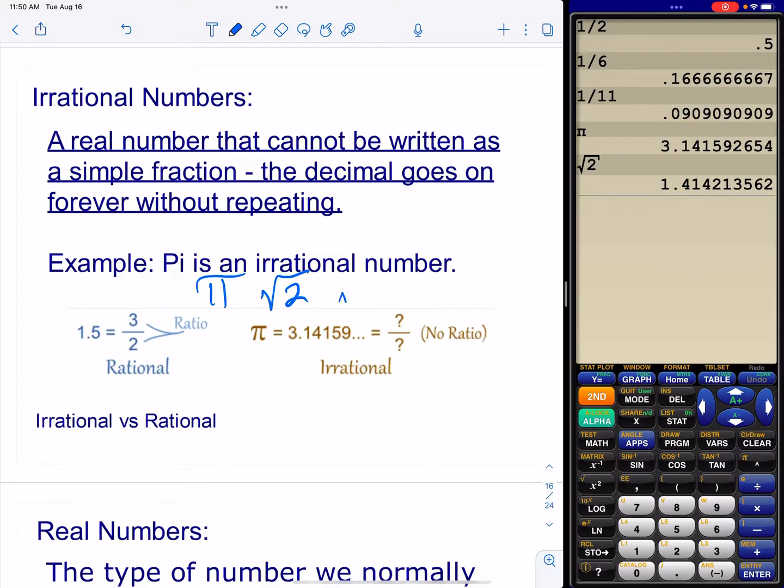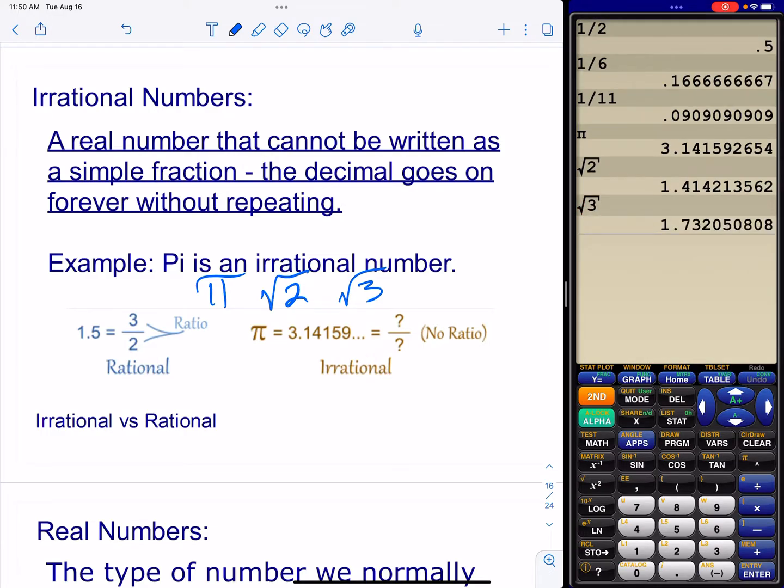The last one I want to talk about is square root of 3. These are the 3 most famous irrational numbers that we have. So square root 3, enter, and you get 1.7320500808. Now, you might think that continues 0808, but it doesn't. It does change there. So those are 3 irrational numbers, and you can now identify what they look like on the calculator.